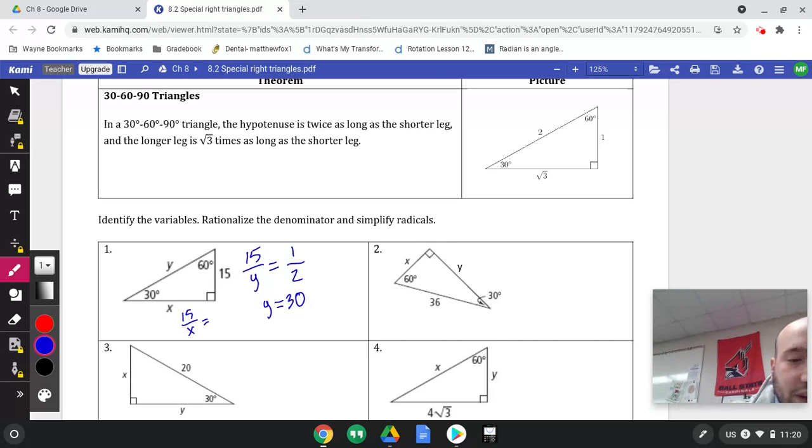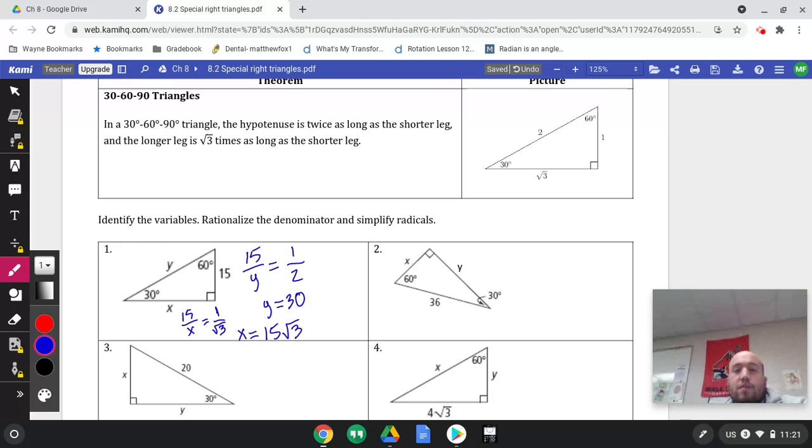Once again, the 15 is comparable to the leg with a 1. The x has a square root of 3. If we cross multiply, we will get 1x, or x equals 15 square root of 3. And we would be done. Now we look at our next one.